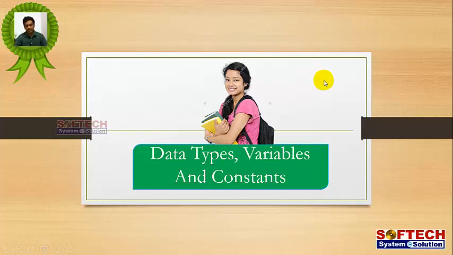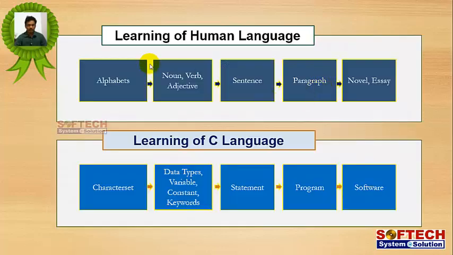In this session, we discuss data types, variables and constants. The learning of human languages and the learning of the C language have many similarities. Human languages are used to communicate from human to human. The C language, that is a computer language, is used to communicate from human to computer.